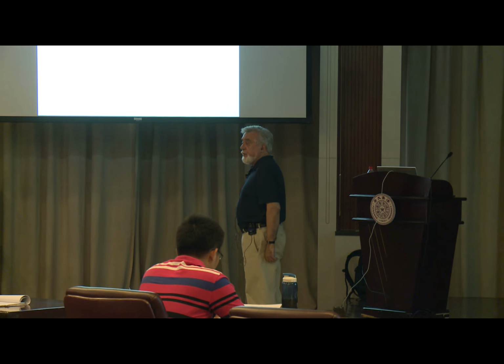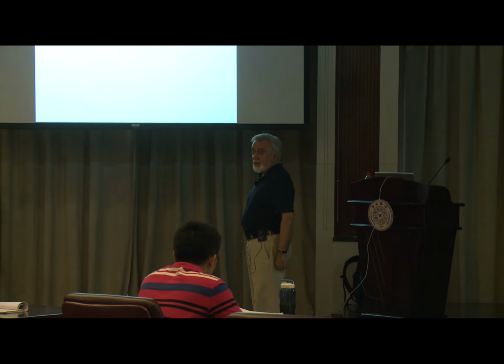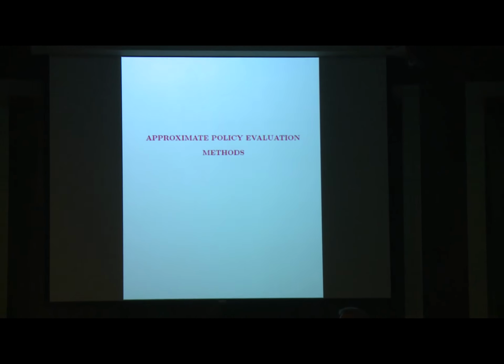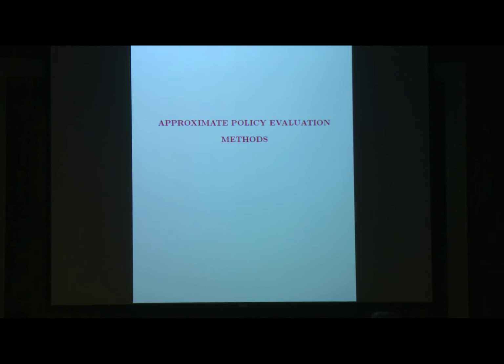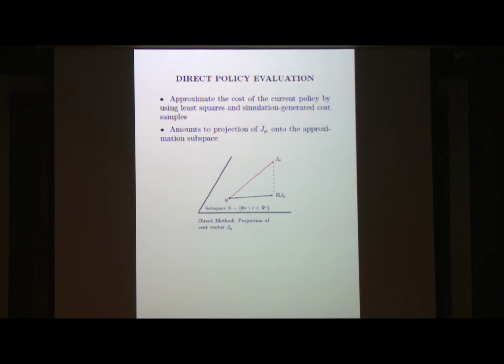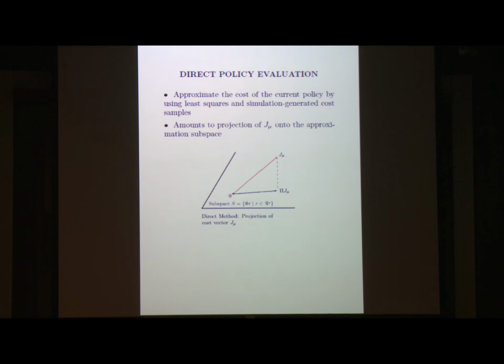So, we have talked about approximations in general, then approximation architectures. Remember, the two main issues that we have is how to select the architecture. We have discussed this a little bit. And now, how do you train an architecture after you have selected it? So that's what we're going to talk about now. Approximate policy evaluation methods. Given a certain policy, how do you approximate the cost of that policy, the cost vector?